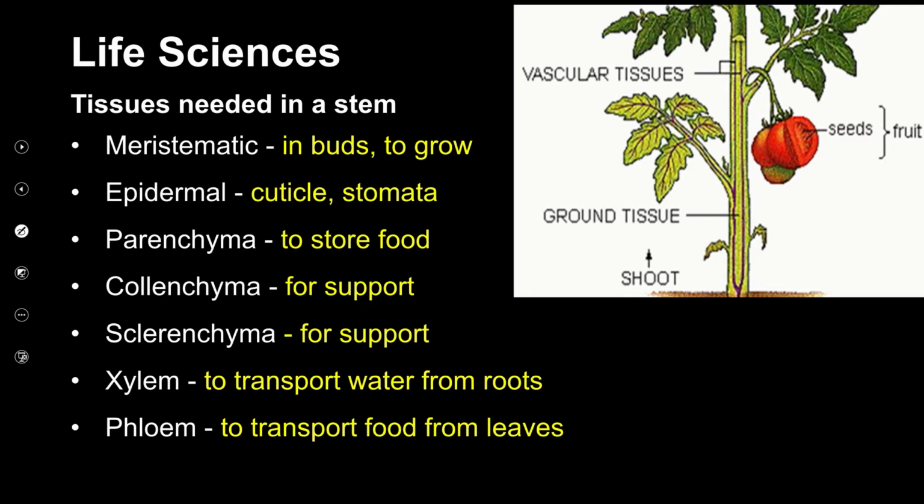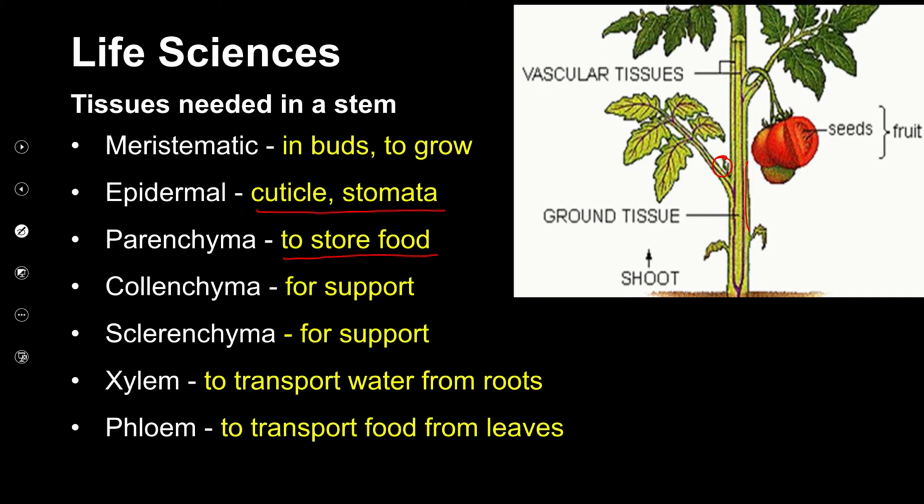We would find meristematic cells in buds. That's a bud. And that is where new leaves and flowers grow. We would also find epidermal cells, and quite important, they would cover the outside of the stem, and they would need a cuticle to prevent water loss, plus they would need stomata to get in the gases they need. Would we need parenchyma? Most definitely, to fill spaces and store food.